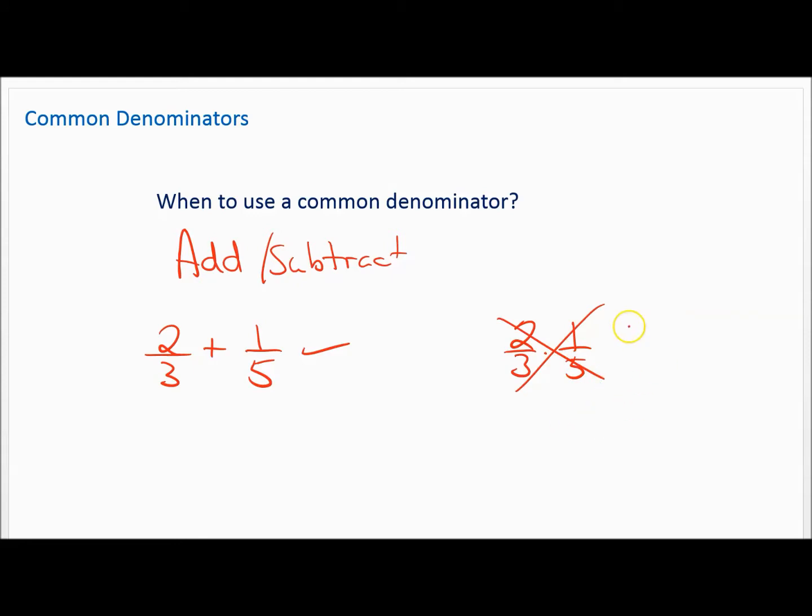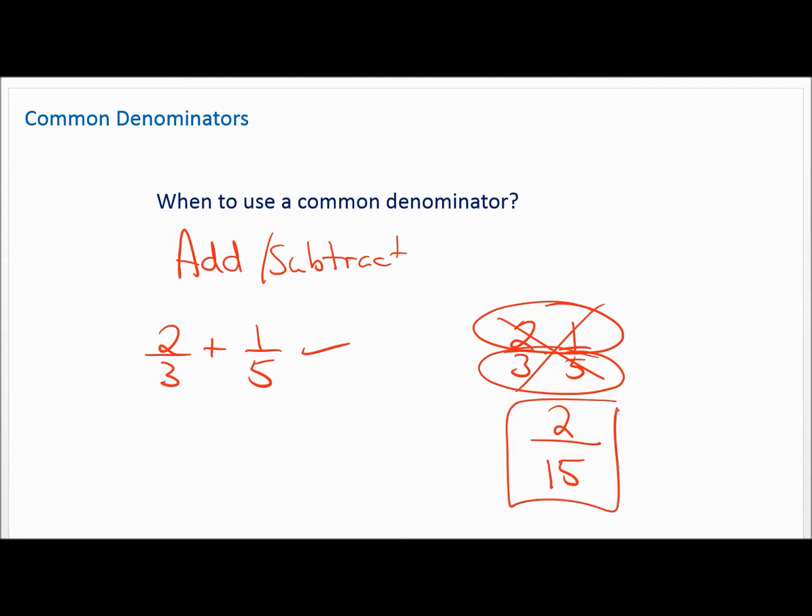Now just to rehash, what do you do when you do have 2/3 times 1/5? Remember the rule, you multiply numerator times numerator. 2 times 1 would give you 2. And you multiply denominator times denominator. 3 times 5 is 15. Sometimes you have to reduce that to lowest terms. But you can't do that here.